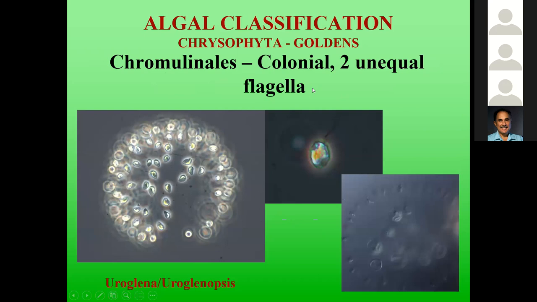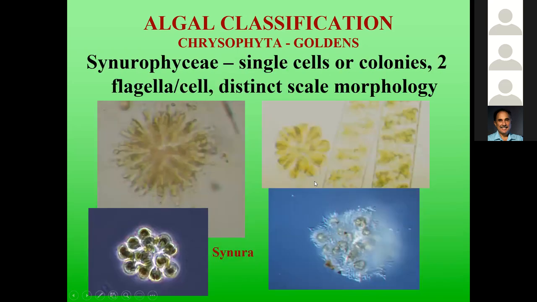Some of these are colonial with two unequal flagella, Uroglena and Uroglenopsis. Again, this is one that frequently blows up into next to nothing. And oftentimes, if you're lucky, this is what you'll see, just some of the cells still in the matrix. This is a wonderful shot if you can get it. Oftentimes, that's what you get. Not easy if it's preserved.